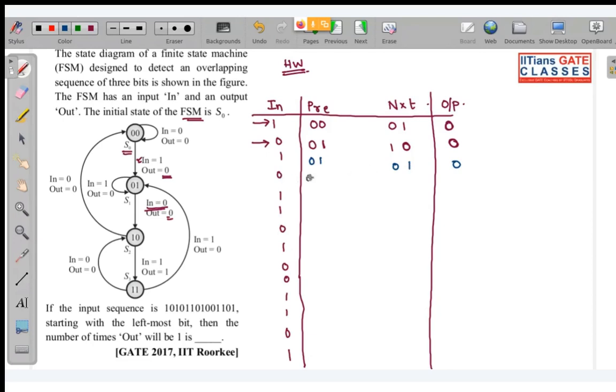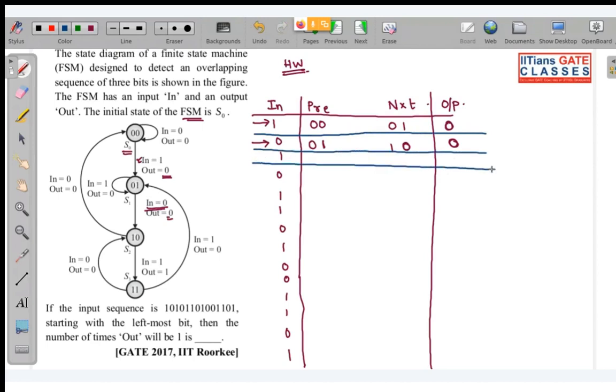Next is what? Present state is 0, 1 and you give 0. So when you give 0, output is 0 and you go what? 1, 0. Okay, we were at 1, 0, not 0, 1. Yes. So we were at 1, 0. When we apply input 1, output is 1 and we go to 1, 1.